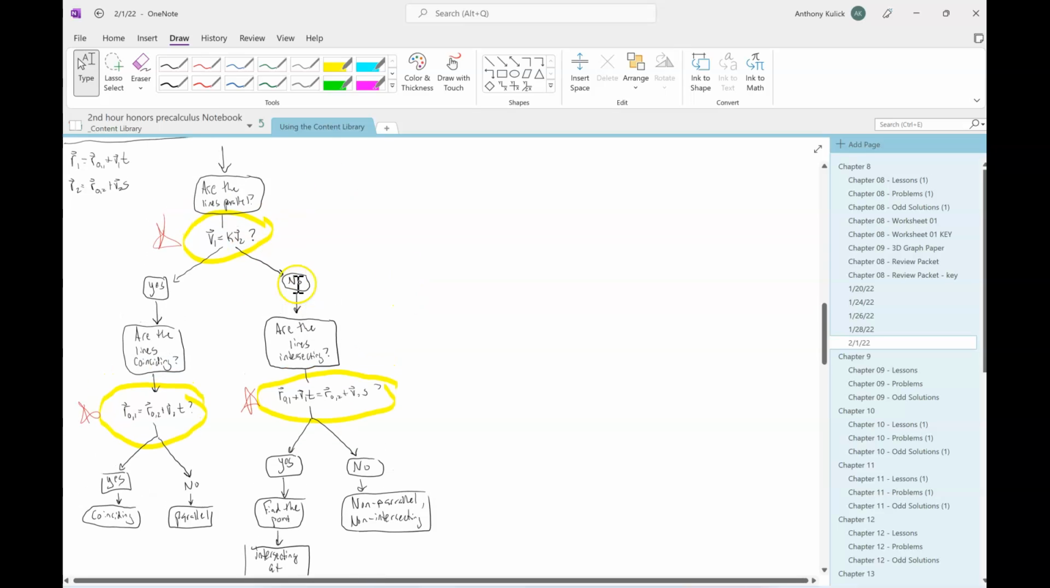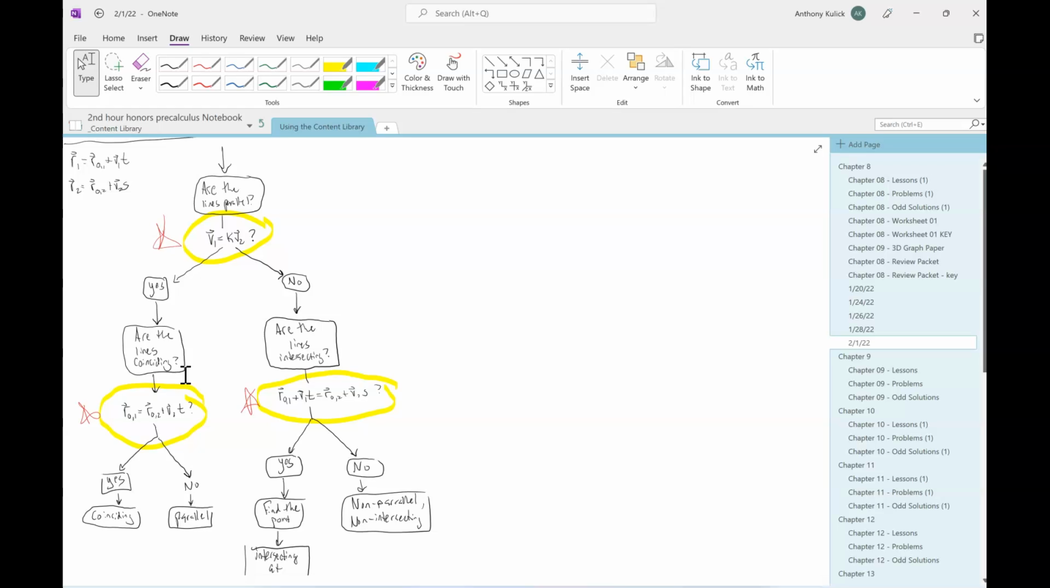So what I did is I started by giving you a flow chart to figure out what situation we're in, because there are 4 different outcomes you can have for the interaction of 2 3-dimensional lines. The first thing we check is, are the 2 lines parallel? You do that just by seeing if the 2 direction vectors are scalar multiples of one another. So basically, is there some number k I can multiply the direction vector of one by to get the direction vector of the other?